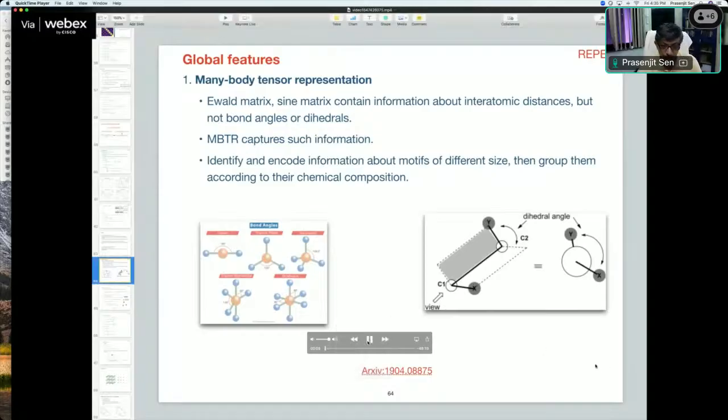All right. So as I told you last time, in today's class, we'll see how to construct another of the features that we have discussed so far, namely many body tensor representation. So you might recall that MBTR is one of the global features, just like Coulomb matrix and sine matrix.